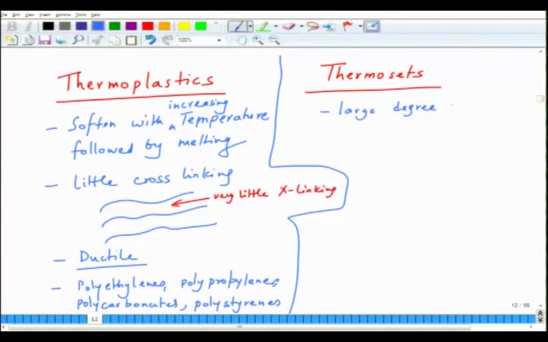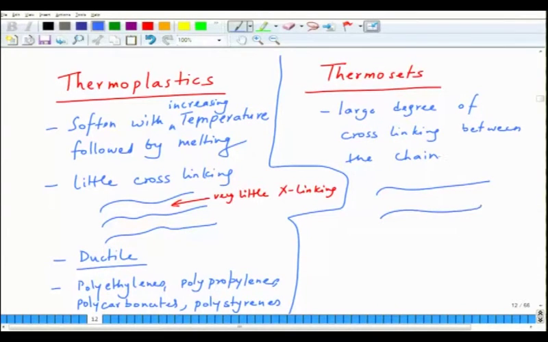a large degree of cross linking between the chains. So, the chains that you see here are cross linked, they are linked by some other branches. As a result they are rigid, so higher rigidity, because these cross links do not allow the chains to move as freely as in a thermoplastic.